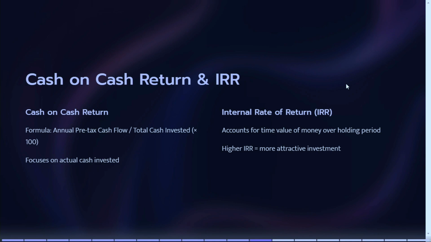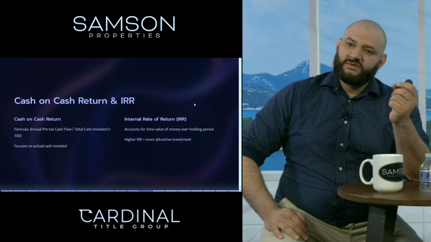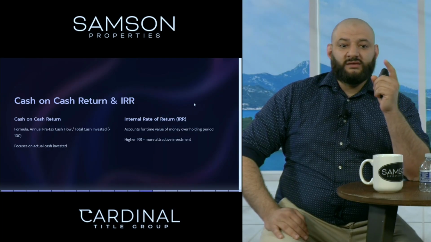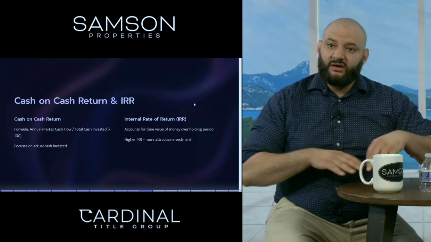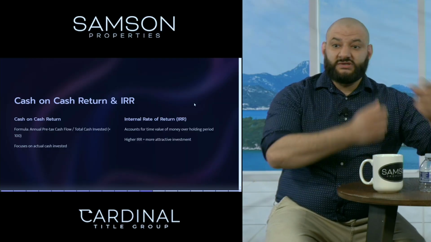Cash on cash return, and we'll keep this basic, is essentially this: you've bought a $10 million building, and I put a 20% down payment on this property, which means that I put $2 million into this property. What is my cash on cash return? Basically, what is the cash return that I'm making on this property compared to the cash that I actually put into the property itself?